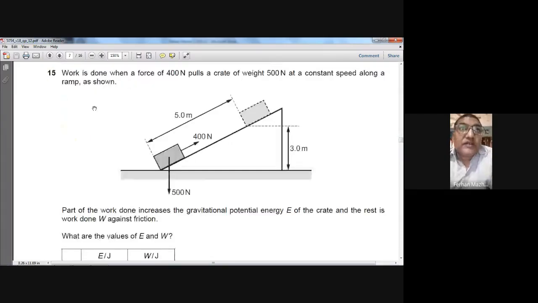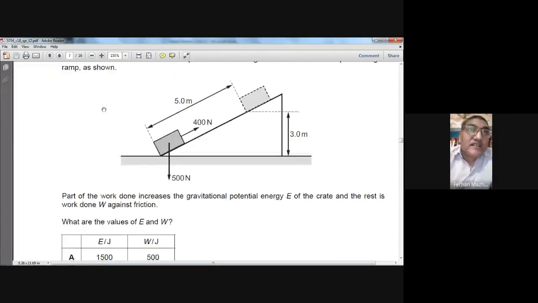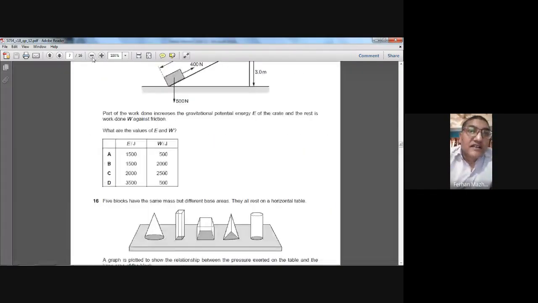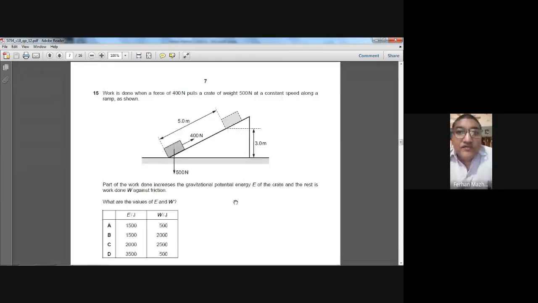Okay. Next question, a little bit tricky question. Work is done when a force of 400 Newton pulls a crate of weight 500 Newton at a constant speed along a ramp as shown. Part of the work done increases the gravitational potential energy E of the crate, and the rest is work done W against the friction. Okay. So you have to find out 2 things. Let me reduce the size so you can understand it. So one thing is the work done. You have to find out the increase in the gravitational potential energy, and it is represented with E.